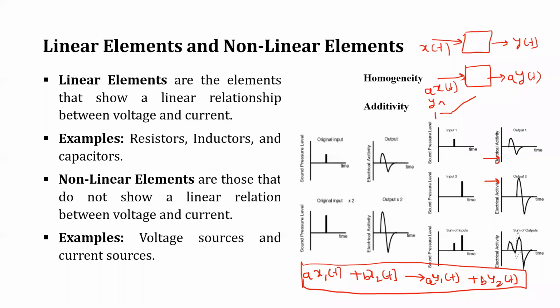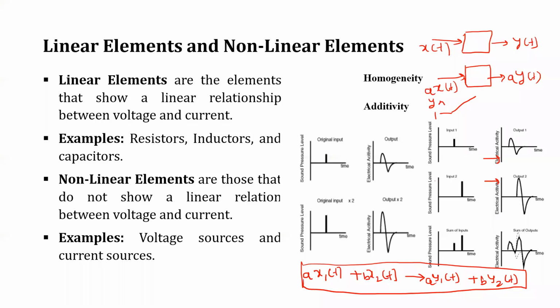What do you mean by homogeneity? For any change in the input, a corresponding change should appear in the output. If input is 2, output should be 2. If input is 100, output should be 100. So if there is any change in the input, that should reflect in its output. That is called homogeneity.